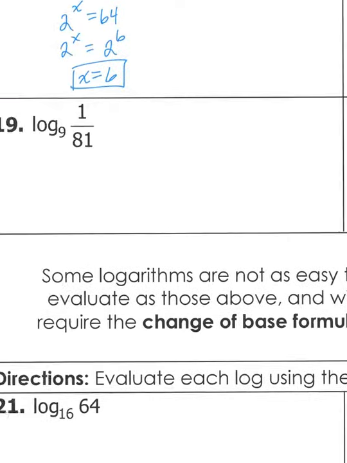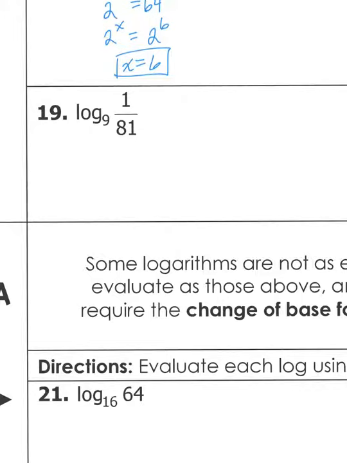Number 19. So I'm going to set that equal to x. And then I'm going to put it into exponential form, so 9 to the x is equal to 1 over 81. Now 81 can be switched for 9 squared. You could have changed them both into 3s, but that's more work. And then we want to put that 9 squared up into the numerator, which changes the exponent to a negative. So we get 9 to the x is equal to 9 to the negative 2. And so now you can drop your bases and set your exponents equal.